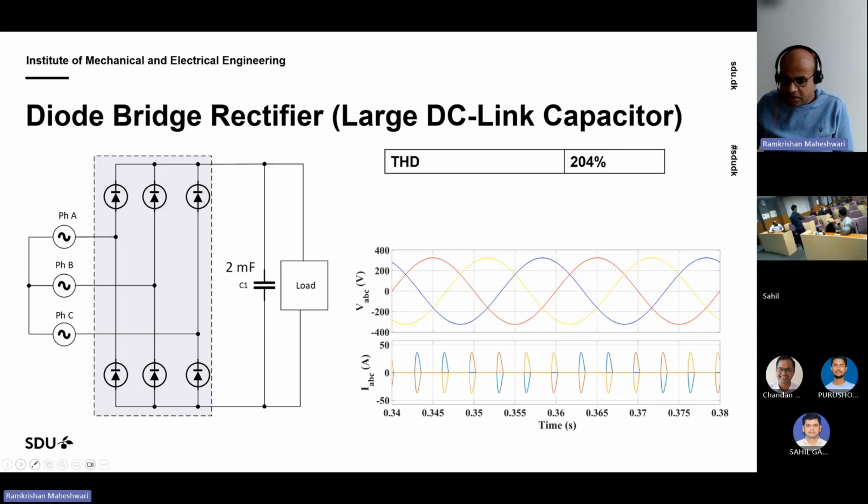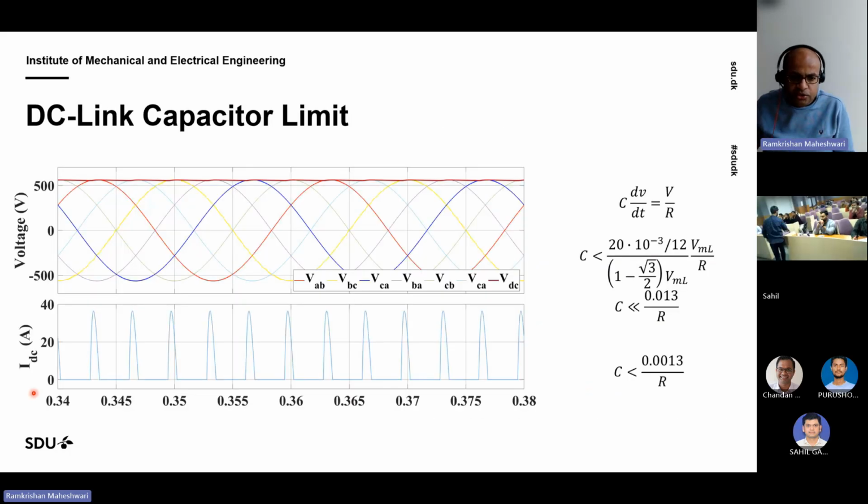But what is the value of a small DC-Link capacitor? Should it be 1 millifarad? Should it be 500 micro or 10 microfarad? So what should be the value of the DC-link capacitor if we want to have a small DC-link? So, the limit of the DC-link capacitance value.